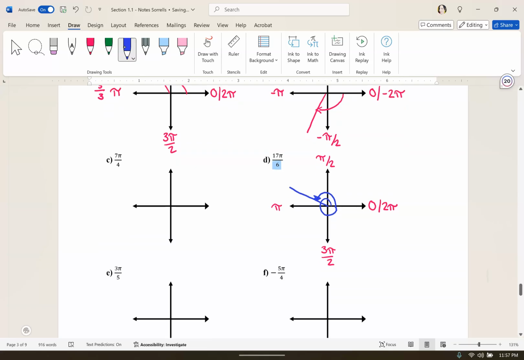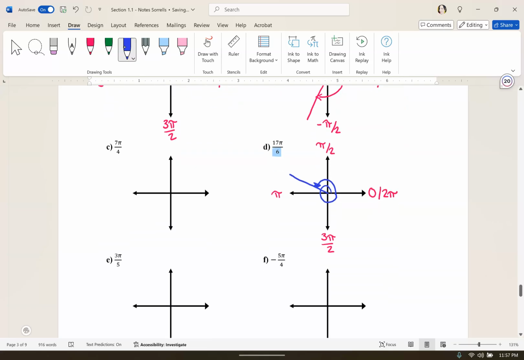Okay, so now let's look at this. So hopefully you know that 7 pi over 4 is close to 8 pi over 4, which is that 2 pi. So I know that I am in quadrant 4.